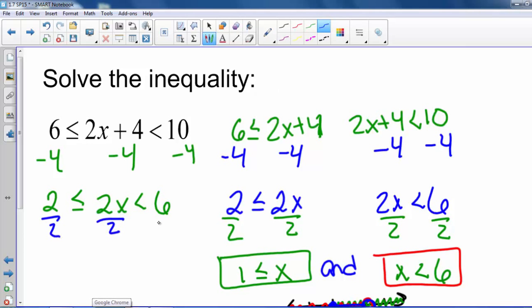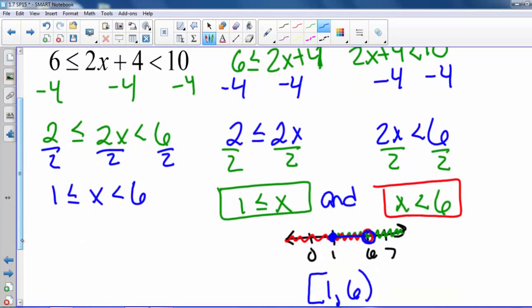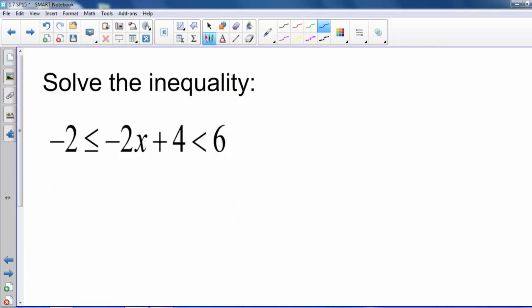So I divide each of my 3 parts by 2. So what we do to one part, we have to do to all 3. So that gives us 1 is less than or equal to x, but less than 6. So we get the same answer. So now you try solving this inequality.